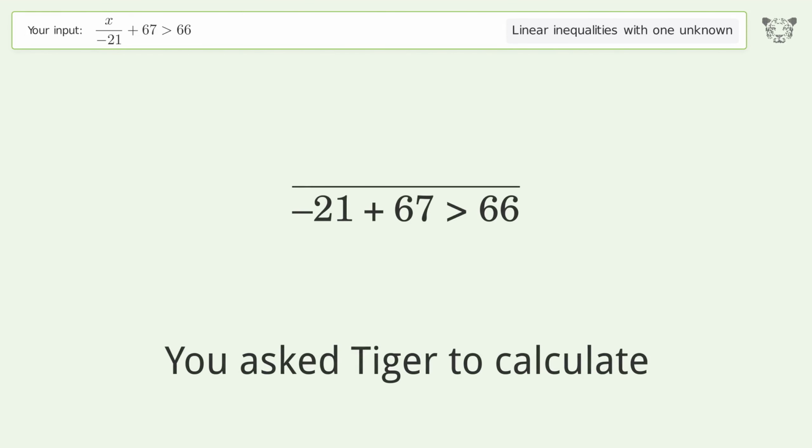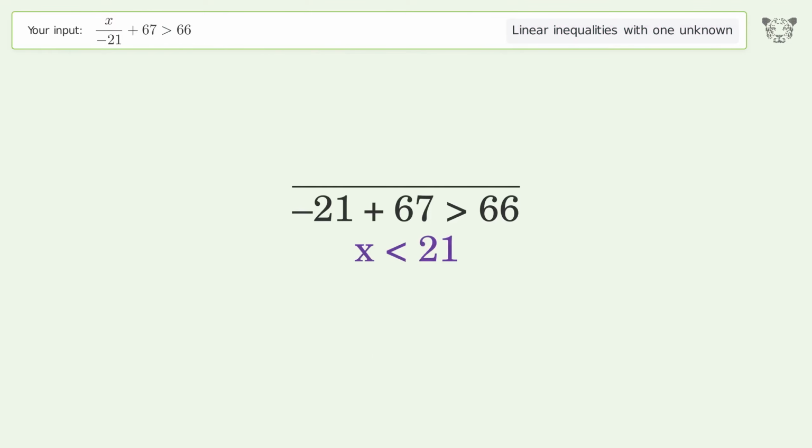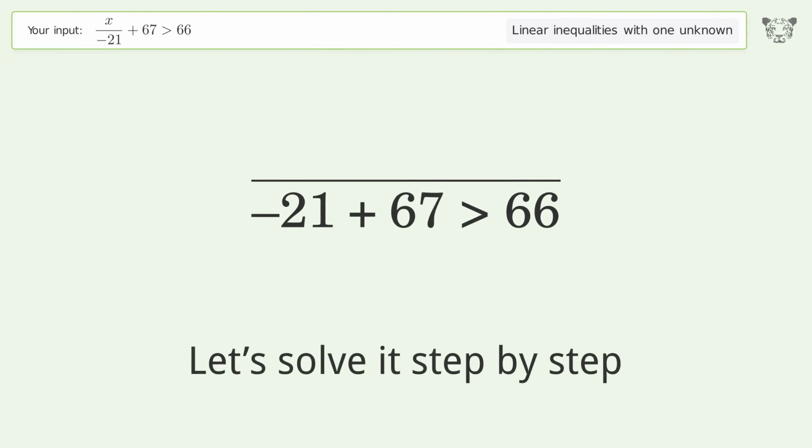You ask Tiger to calculate. This deals with linear inequalities with one unknown. The final result is x smaller than 21. Let's solve it step by step.